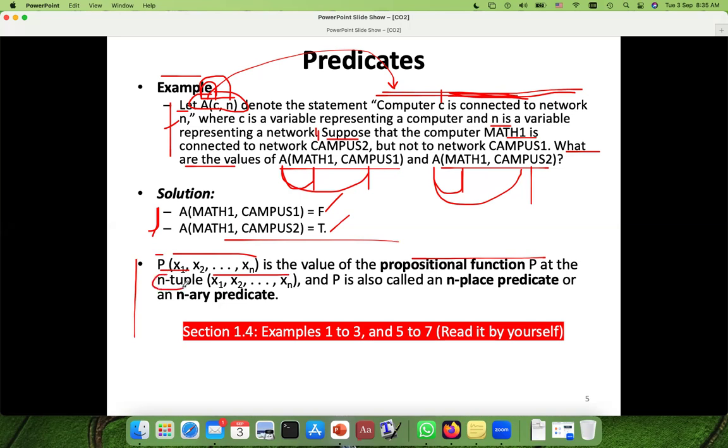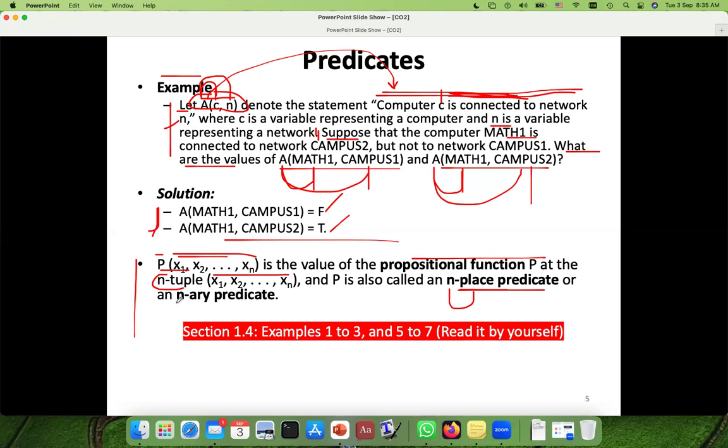This is one way. Another way you can say this is that this P is also called an n place predicate. You can say that this P is an n place predicate. So n place means this predicate has n places for the variables.